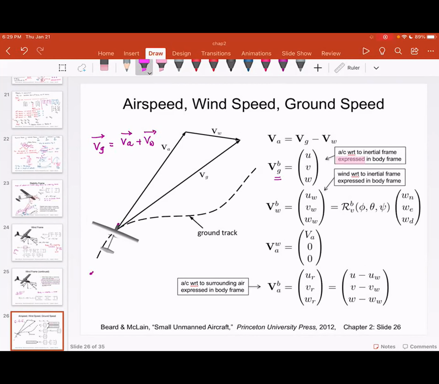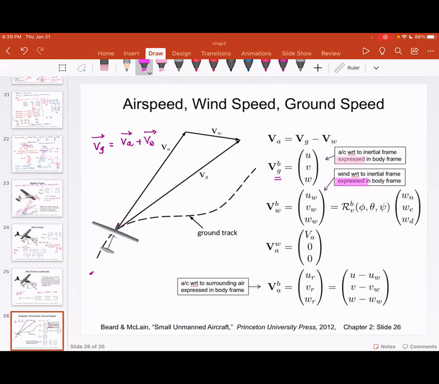So that gives you a particular value of wind speed. That wind speed is actually found in the inertial frame, but resolved or expressed in the body frame. And why are we doing everything in the body frame? Because we want to derive the equations of motion in the very same, consistent frame.